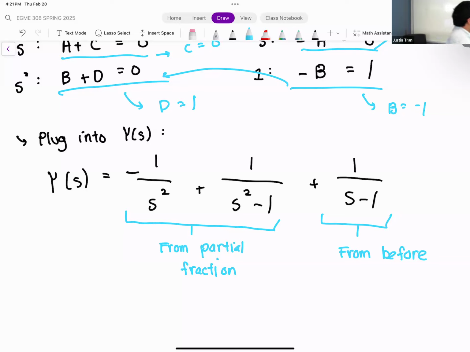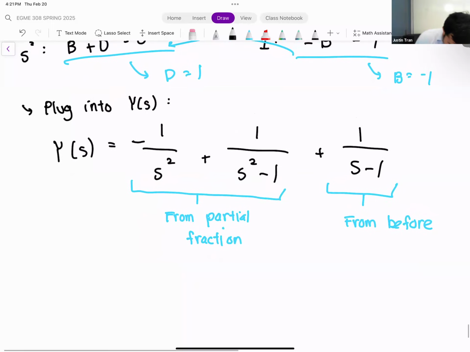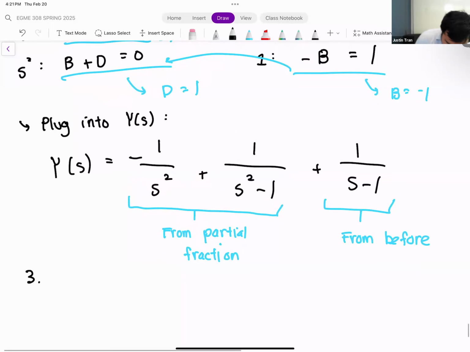All right. So now that we have the entire expression in this form right here, we can just go ahead and invert, okay? Because everything here is in the tables. Okay, so we can finally do step 3. Take inverse Laplace.